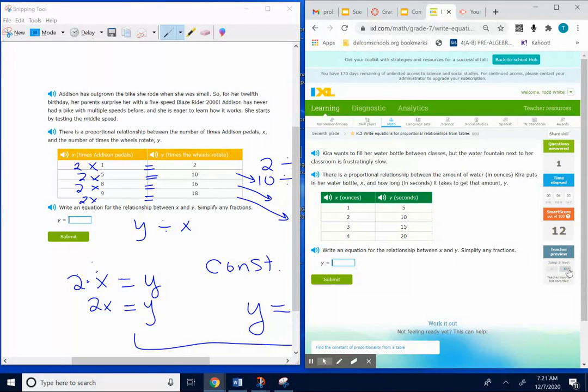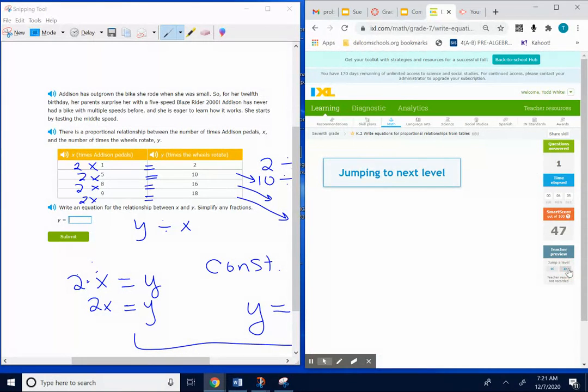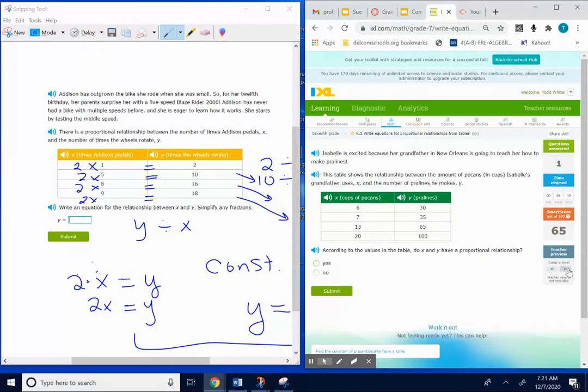Okay, show you one more thing. Maybe you have to get to about 65 SMART score to be asked this. If you look at this next problem, it says the data below shows the relationship between the amount of pecans Isabel's grandfather uses, x, and the number of pralines he makes, y. Okay, they're asking you, according to the values in the table, is this a proportional relationship?